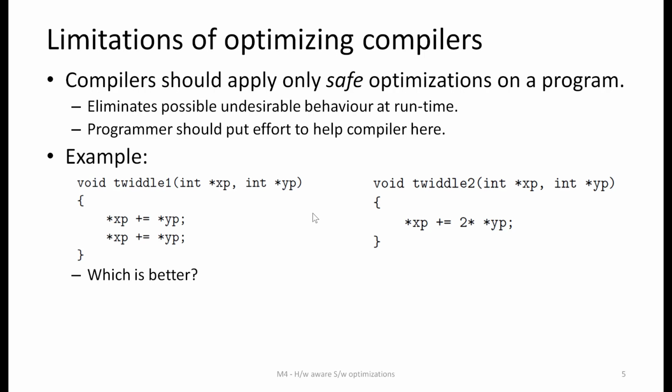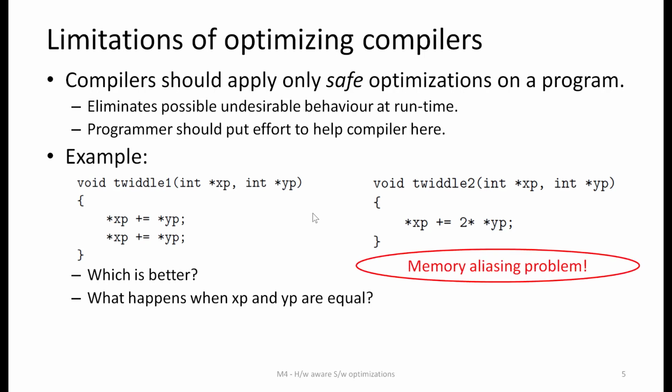But is twiddle2 a safe optimization? If we consider the corner case where xp and yp are equal, twiddle1 would generate a value which is 4 times the xp, but twiddle2 would return a value which is 3 times xp. So the correctness of the program is compromised here. So from the compiler perspective, this is the memory aliasing problem, wherein at the runtime we cannot decipher whether two pointers are pointing to the same location or not.